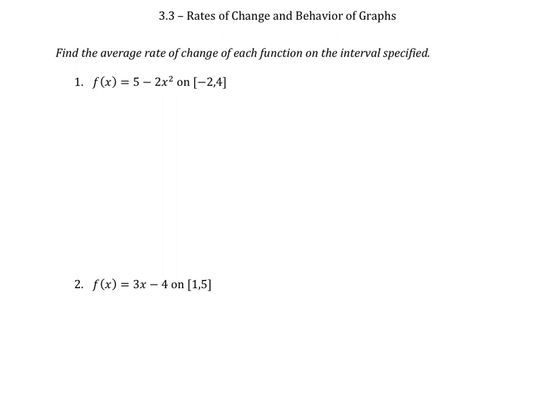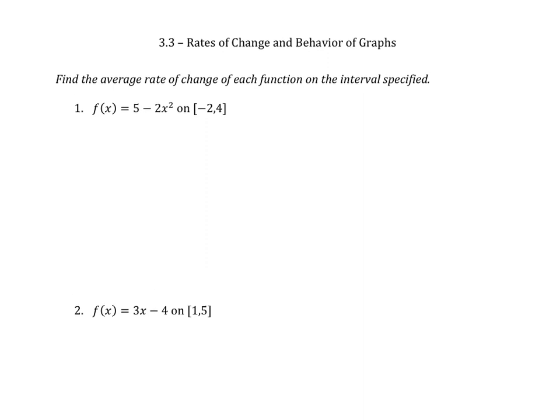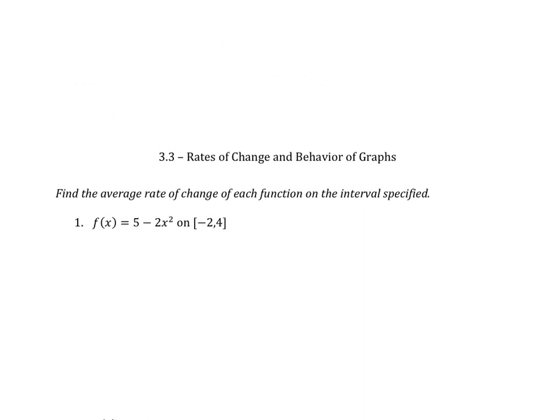The formula to find an average rate of change is the change in the function values over the change in x. You might see it as the change in f of x over the change of x. That means f of x1 minus f of x2 over x1 minus x2.